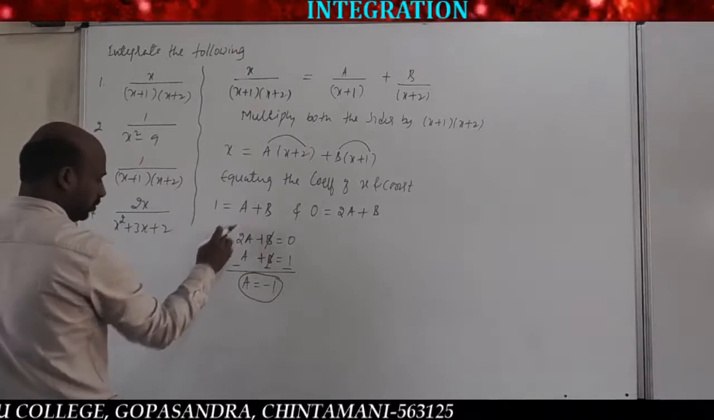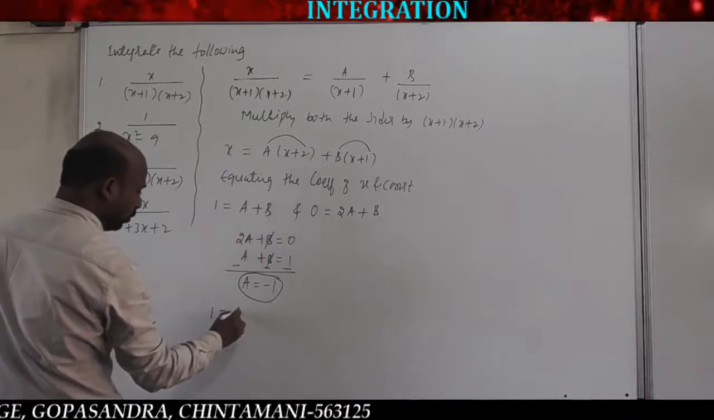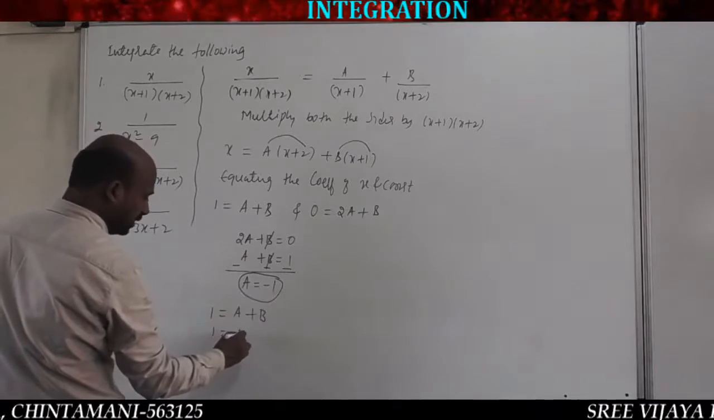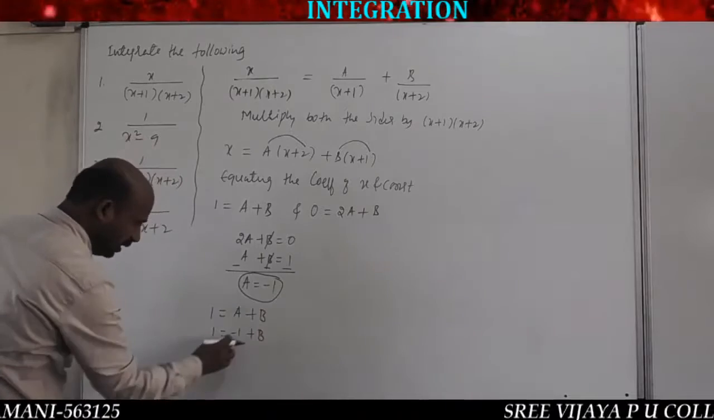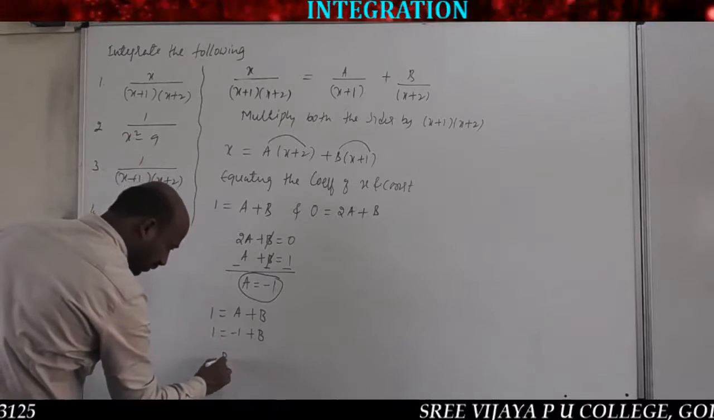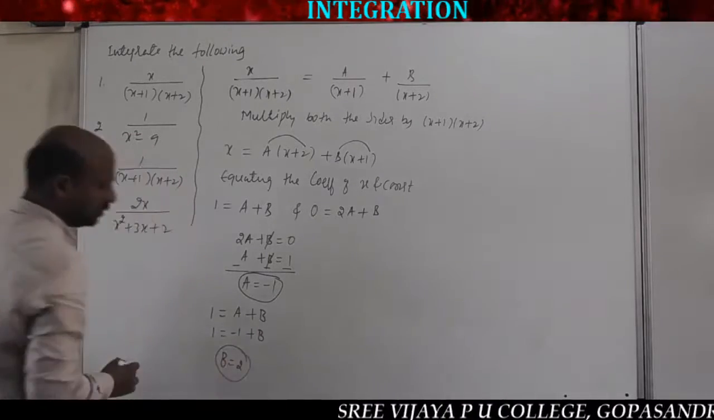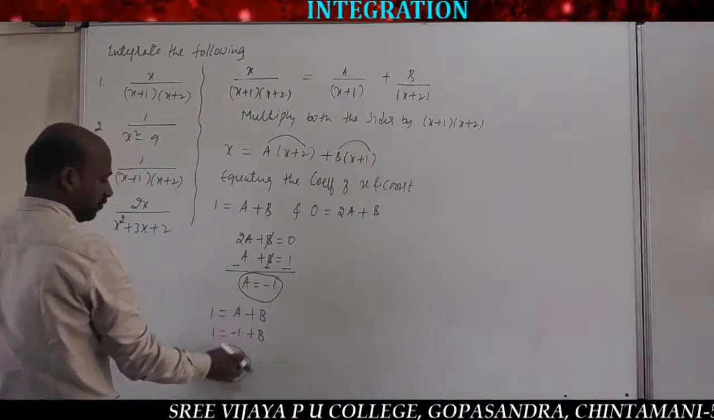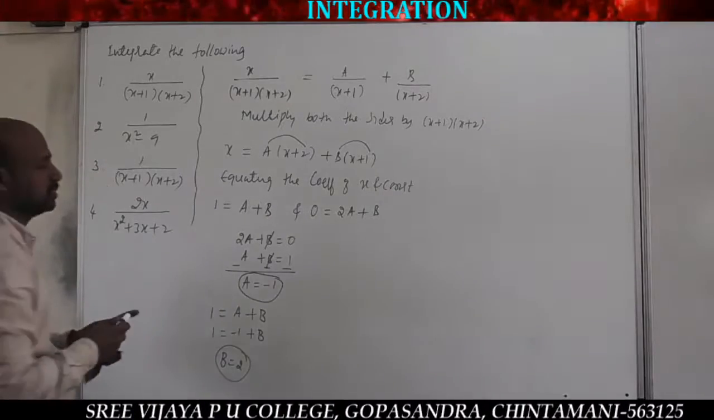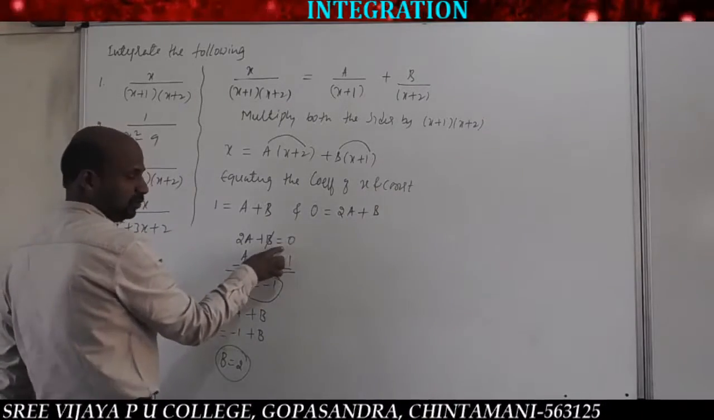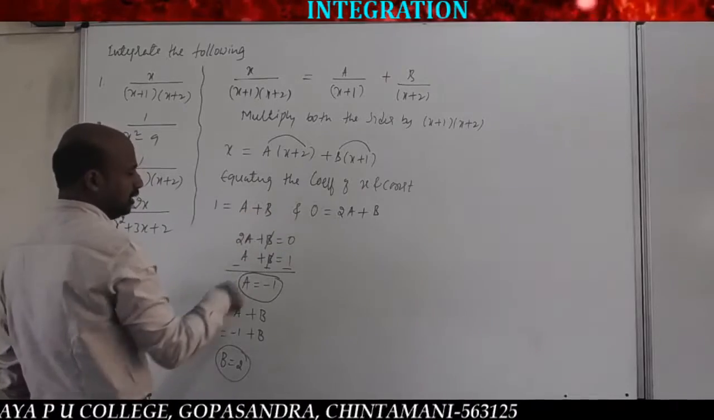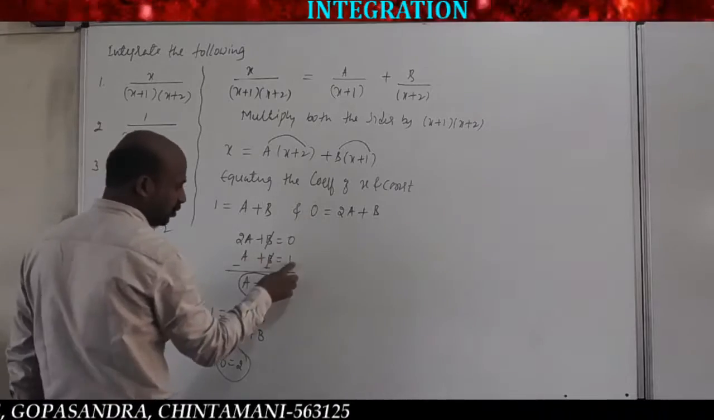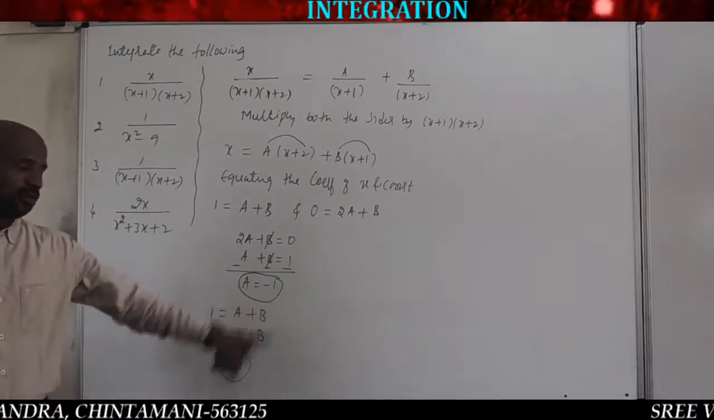Now take this equation, since 1 is equal to a plus b, and the value of a is minus 1, so 1 is equal to minus 1 plus b. Taking minus 1 to this side, 1 plus 1 gives the value of b as 2. So the value of a is minus 1 and the value of b is 2, by solving these two equations. So 2a plus b is equal to 0 and a plus b is equal to 1. Subtracting, plus b minus b is eliminated, 2a minus a is a, 0 minus 1 is minus 1. So a is equal to minus 1.